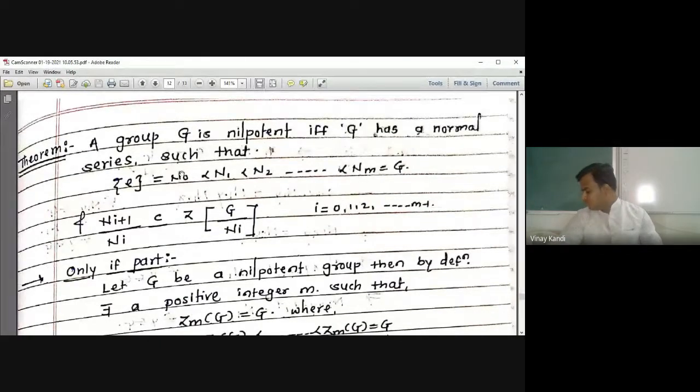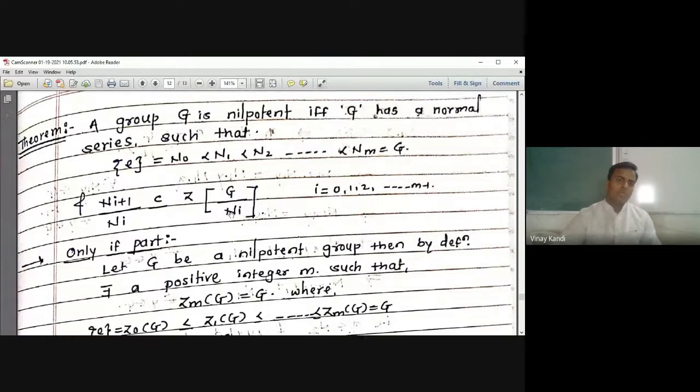After that, one more, the group action on a set. Okay, so the next point is group action on a set. That is a completely different point. Okay, this is your last theorem up to here on nilpotent.